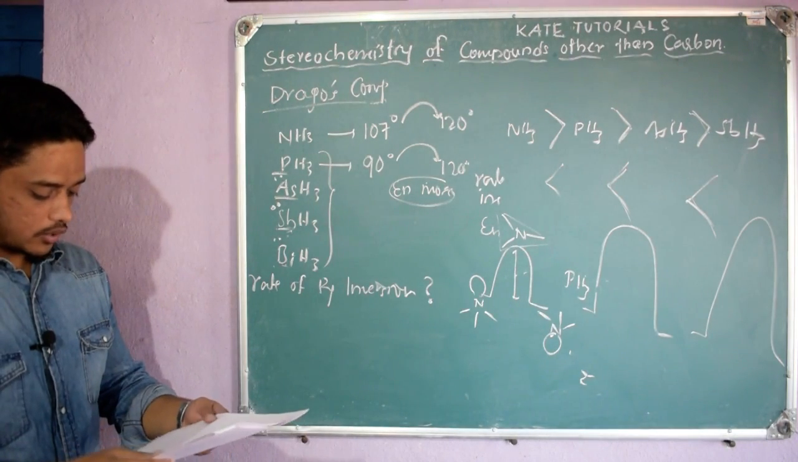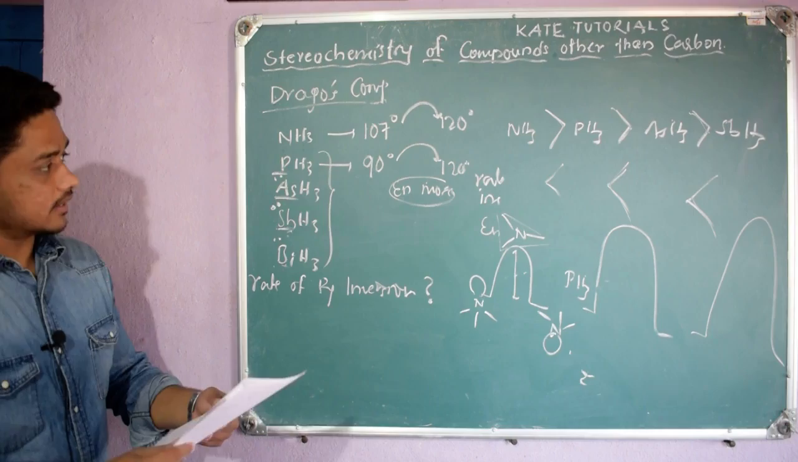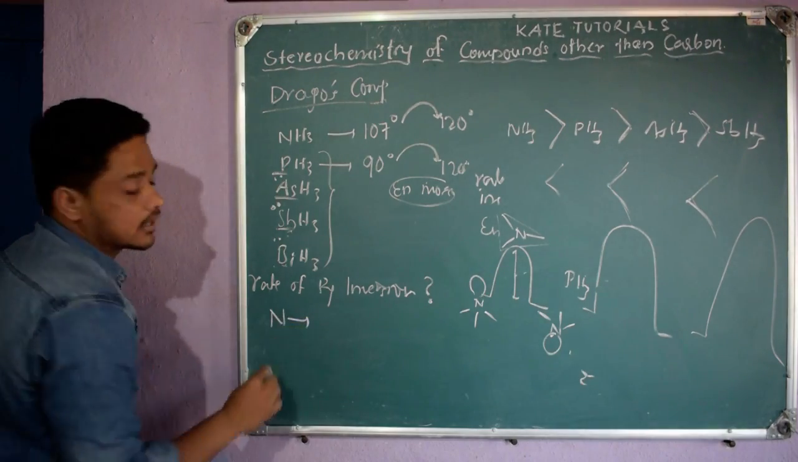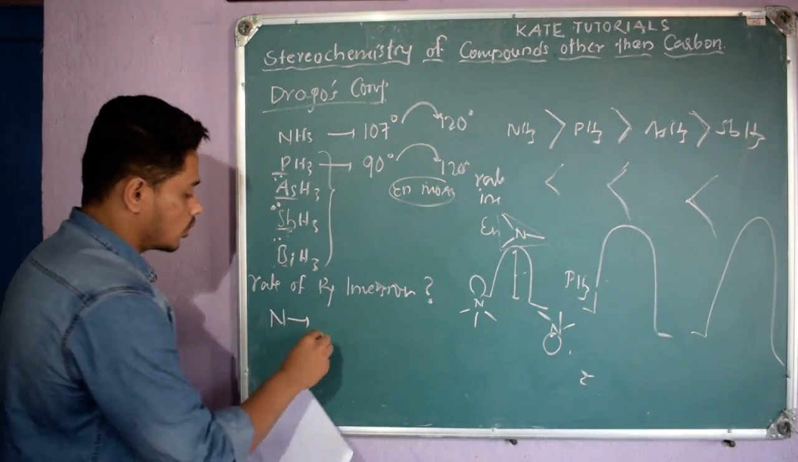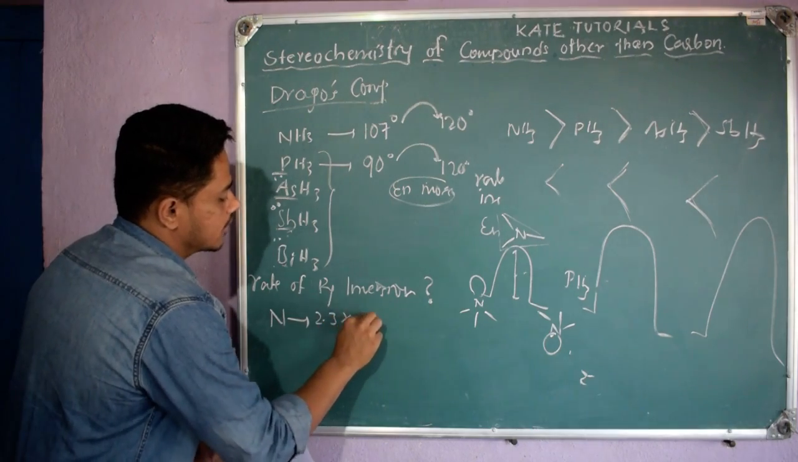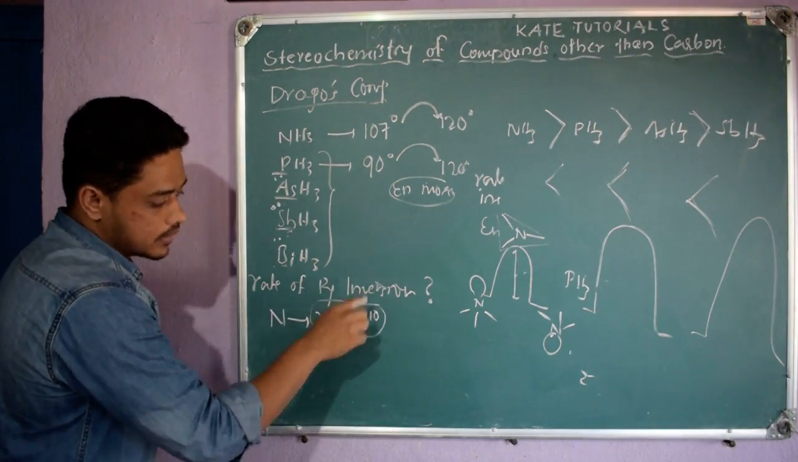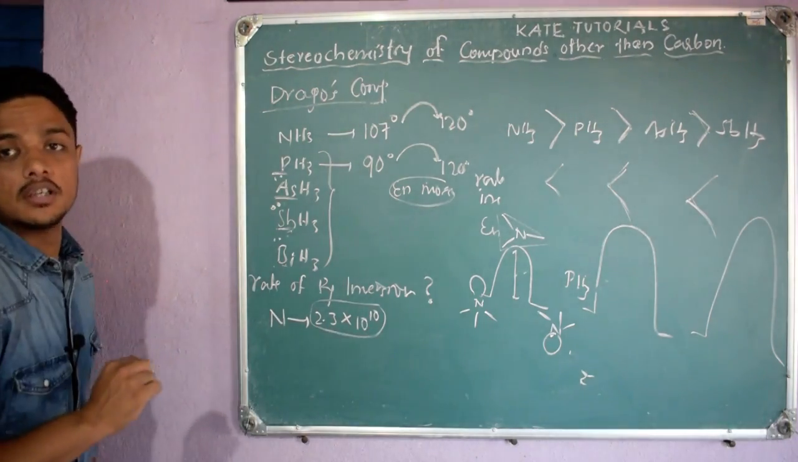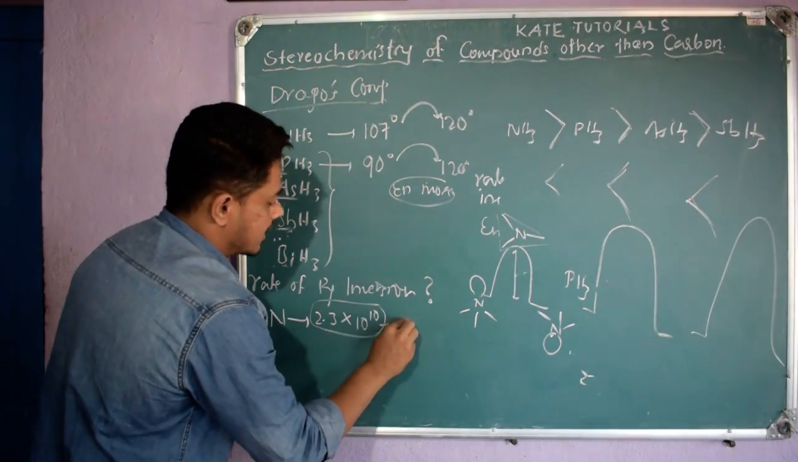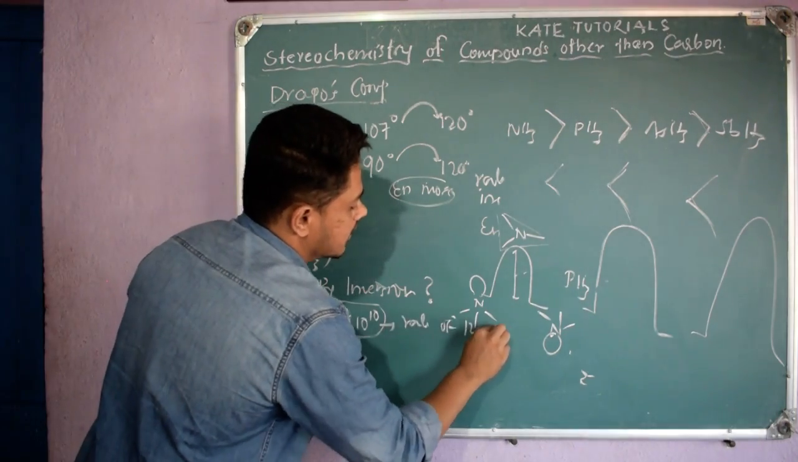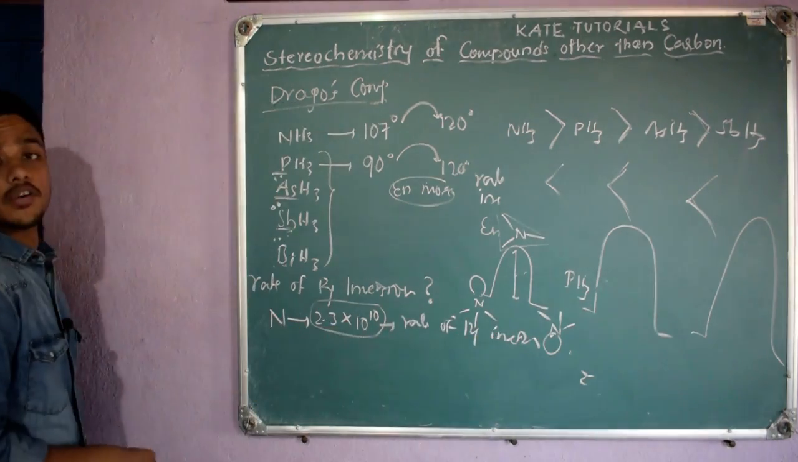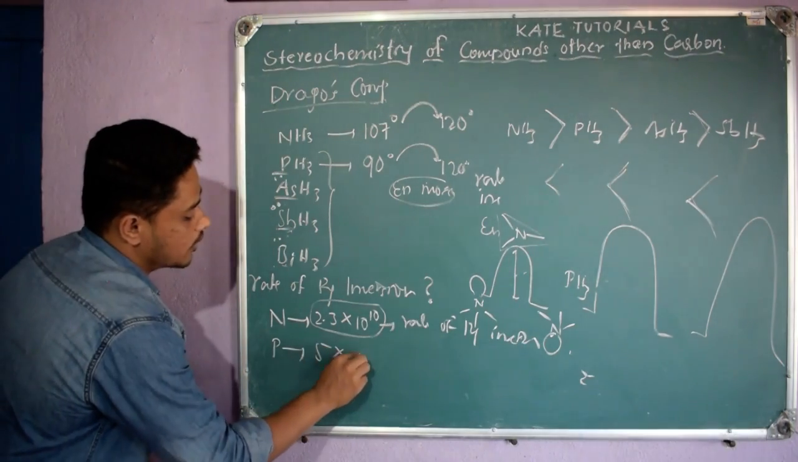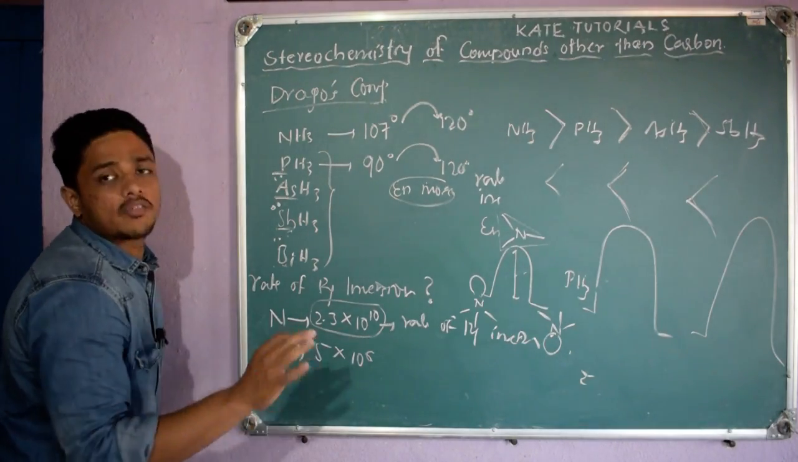If I want to give you the rate of inversion, see, I can tell you for nitrogen the rate of inversion or rate of oscillation is so high, 2.3 into 10 to the power 10. 10 to the power 10 means, you know, in front of 1 there are 10 zeros. So fast inversion is shown by nitrogen. This is nothing but the rate of pyramidal inversion. So nitrogen will show fast inversion. Compared to phosphorus, for phosphorus it is 5 into 10 to the power 6. You just neglect this 2.3 or 5. Just see this thing.